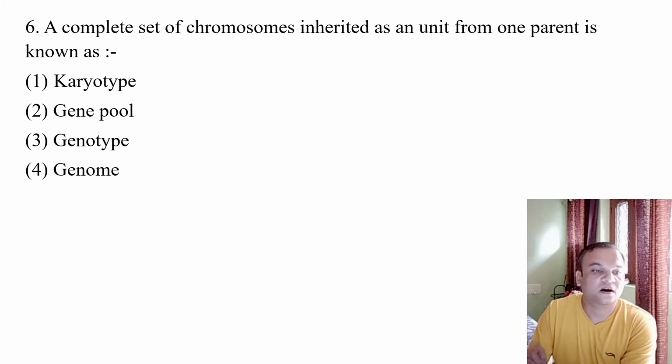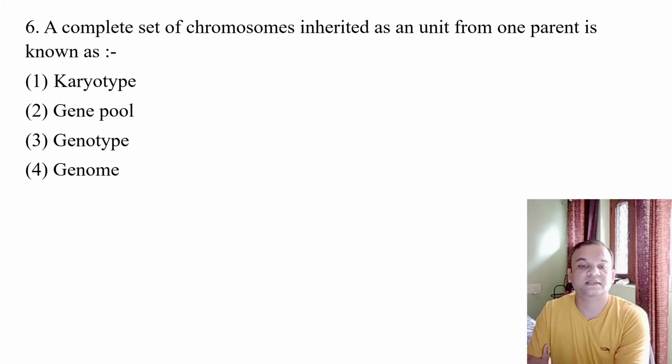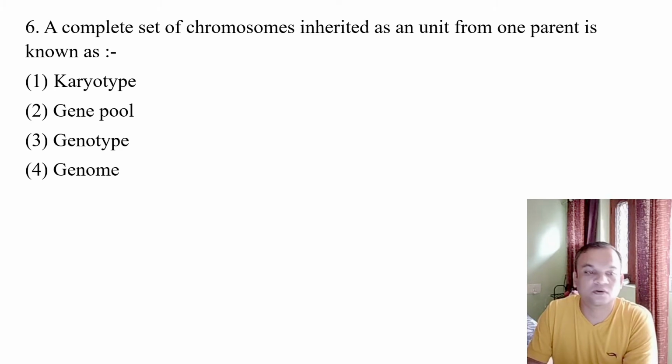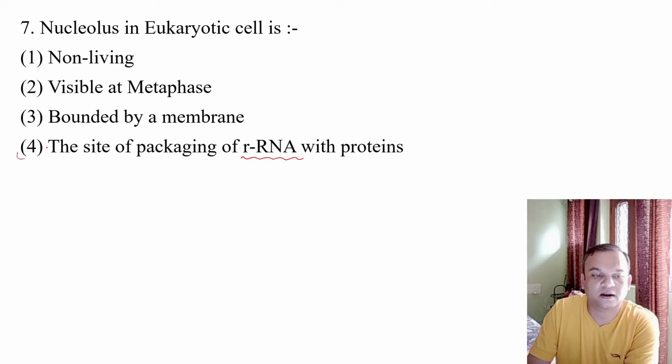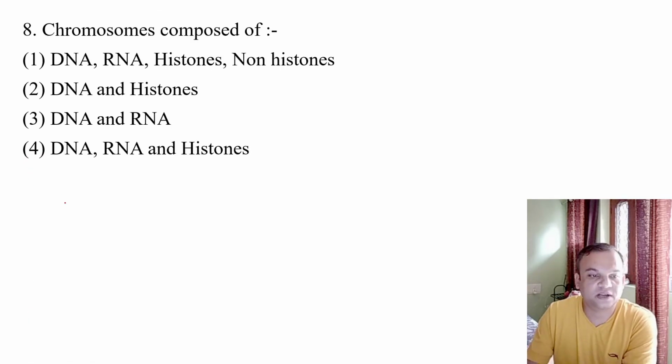Next question says, a complete set of chromosomes inherited as a unit from one parent is known as the gene pool. Next question says, nucleolus in eukaryotic cell is. Nucleolus is related to the r-RNA formation or ribosomal RNA formation. So this is the site for packaging of r-RNA with the proteins. Next question is, chromosomes are composed of. Chromosomes are composed of DNA, RNA, histones and some non-histone proteins, and that is why option 1 will be the answer.